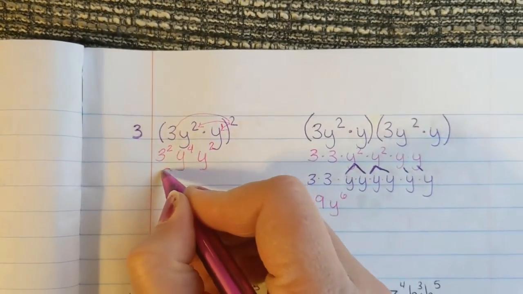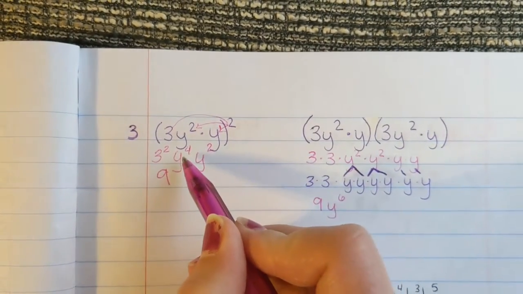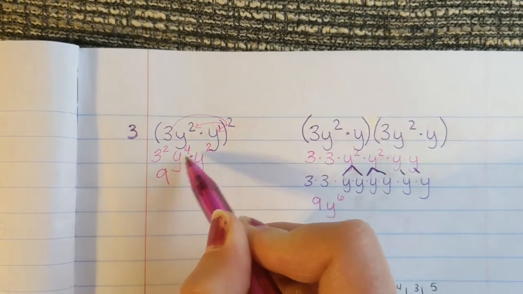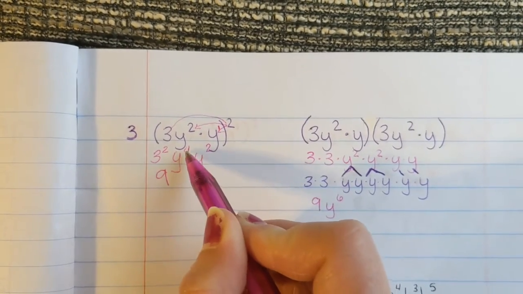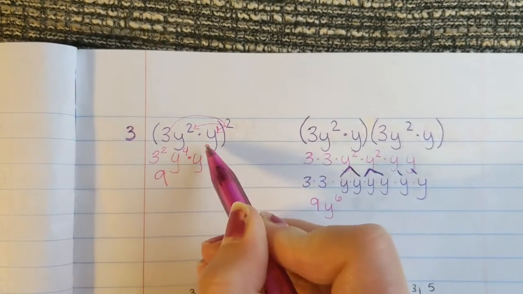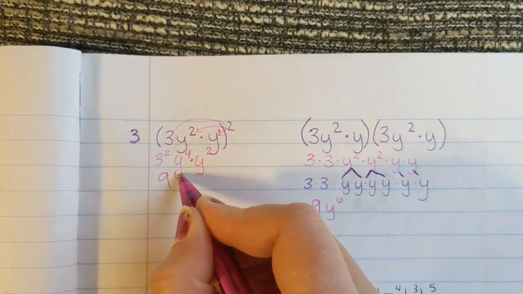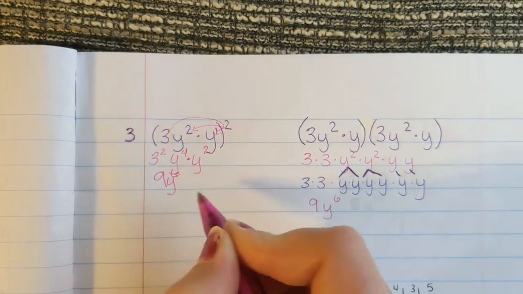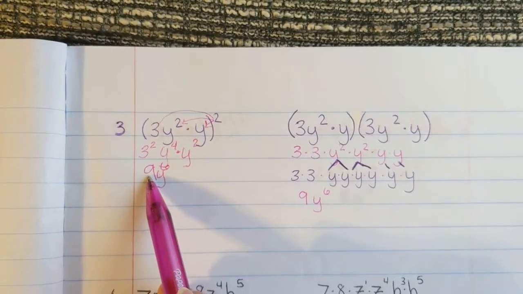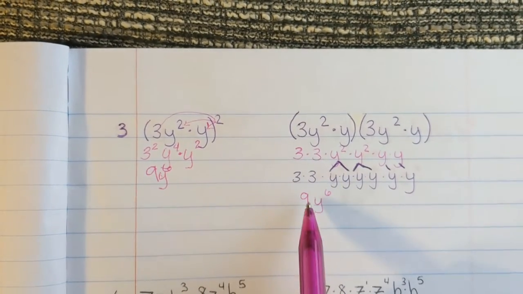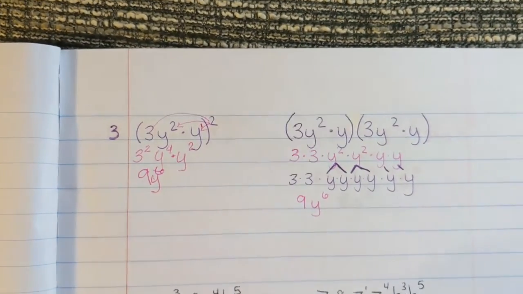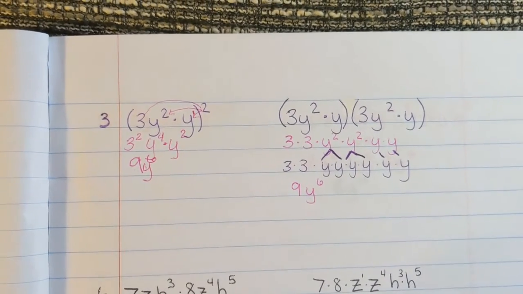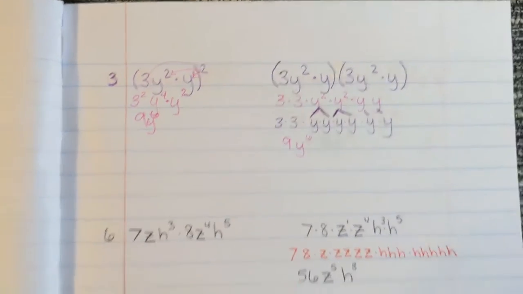3 squared is 9. And then remember, when we have y times y, we can just add the exponents. 4 plus 2 is 6. So we have y to the 6th. Look at that. 9 times y to the 6th. 9 times y to the 6th. Exact same thing, a lot less work.